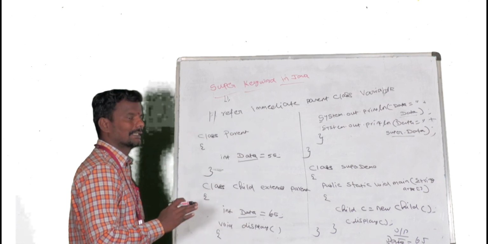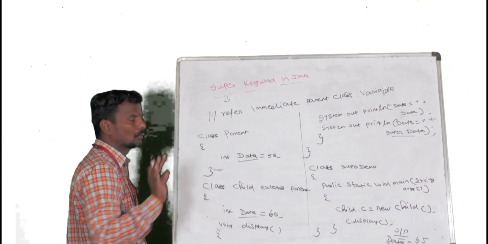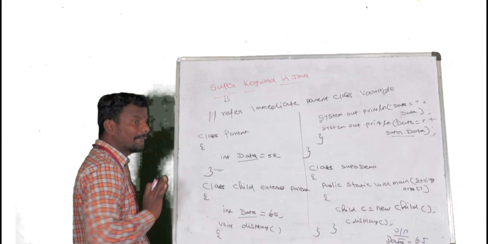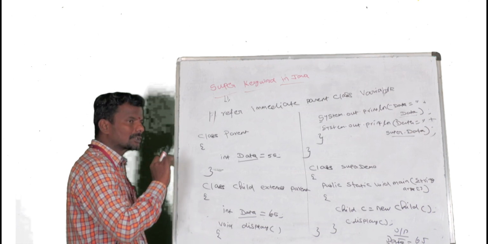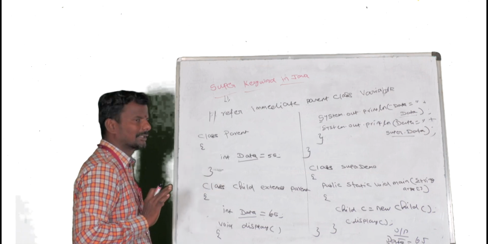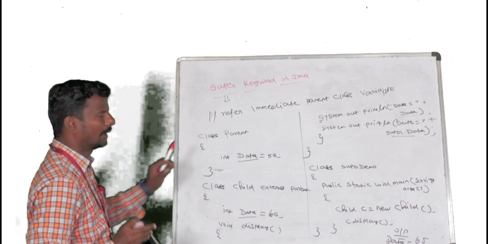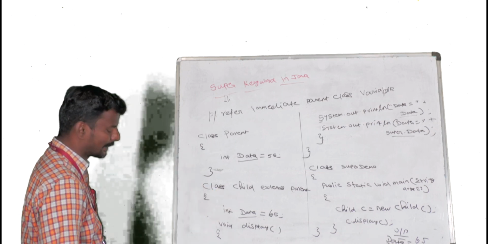In these cases, if you are invoking that method without the super keyword, what will happen? It will refer only to the child class method. Suppose you want to refer to the parent class method, then we have to use the super keyword.